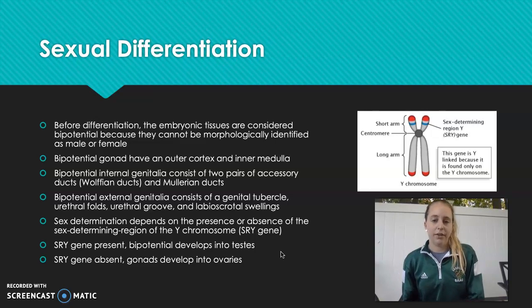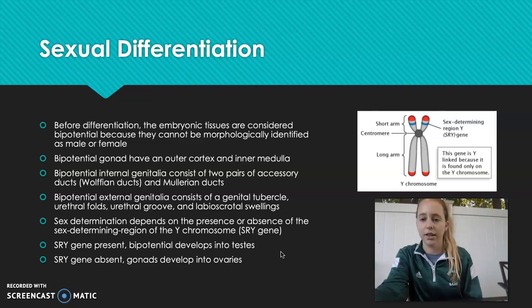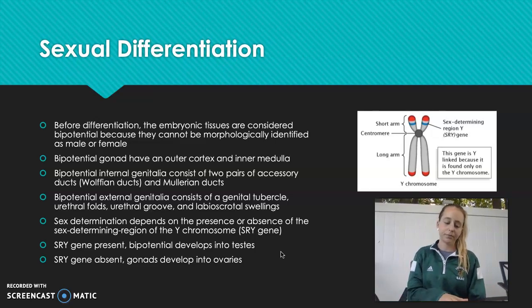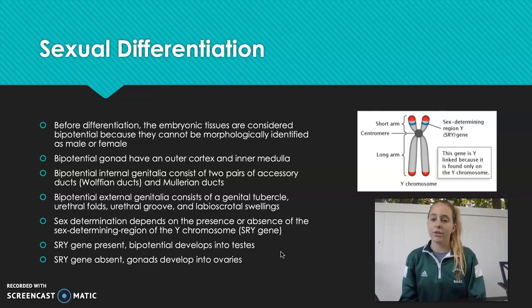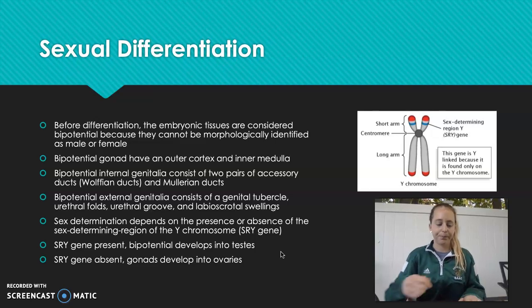The determination of sex depends on the presence or absence of the sex-determining region of the Y chromosome, also known as the SRY gene. And you can see the SRY gene over here in this diagram on the right-hand side of the screen. So if the SRY gene is present, the bipotential gonads will develop into testes. If the SRY gene is absent, the gonads develop into ovaries.